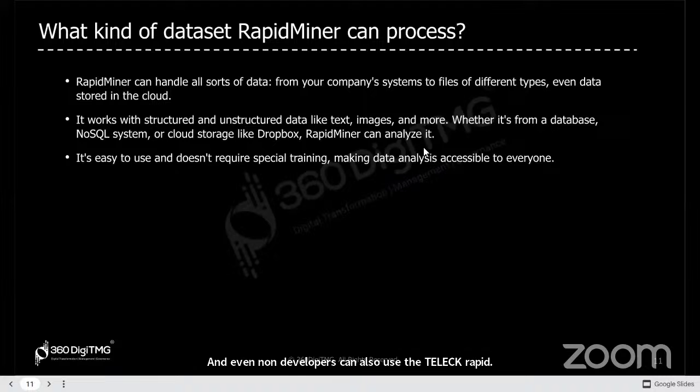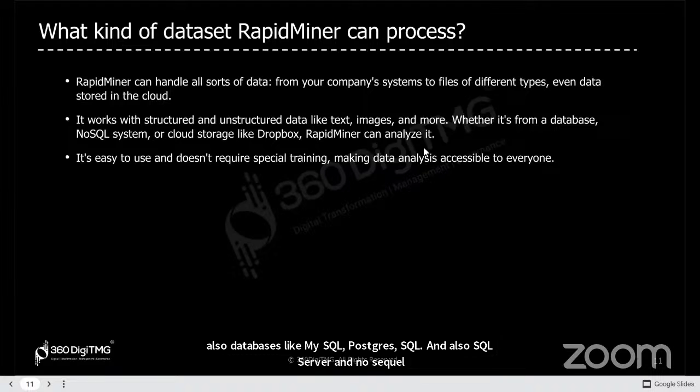It can process structured data like spreadsheets, unstructured data like text data, image data, and audio data, and also databases like MySQL, PostgreSQL, and SQL Server, and NoSQL systems like MongoDB and Cassandra, and cloud storage services like Dropbox, Amazon S3, or Google Drive. So all of these data can be processed effectively for analyzing purposes with the help of RapidMiner.